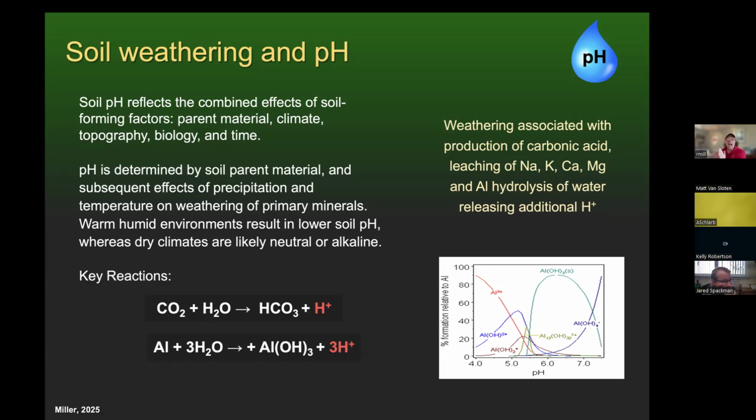The key reactions here are CO2 going into the water phase and releasing hydrogen. But as that pH falls, there's a secondary reaction where aluminum reacts with water, and we have a release of three protons in the system.